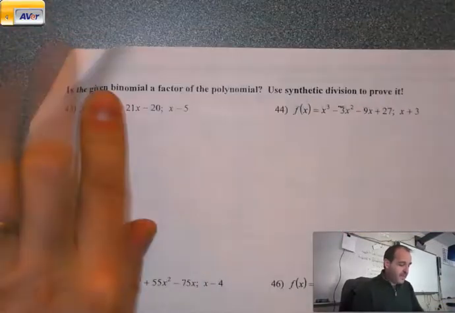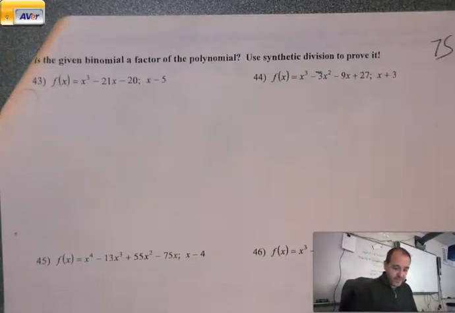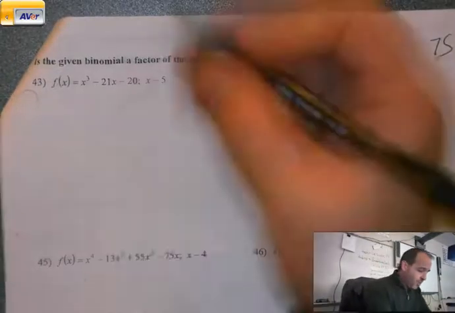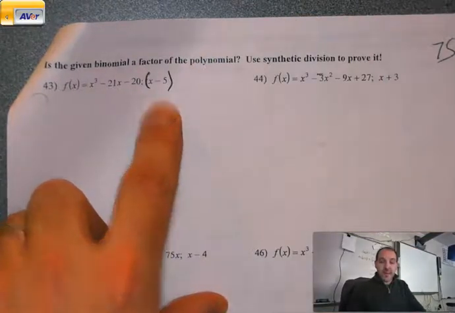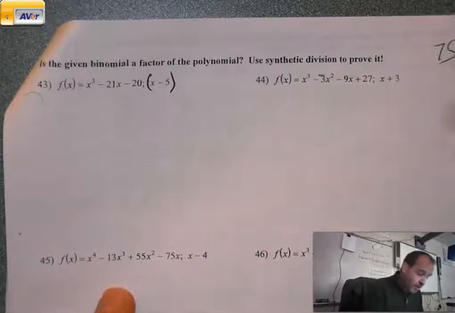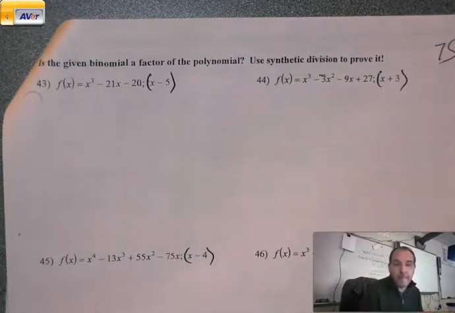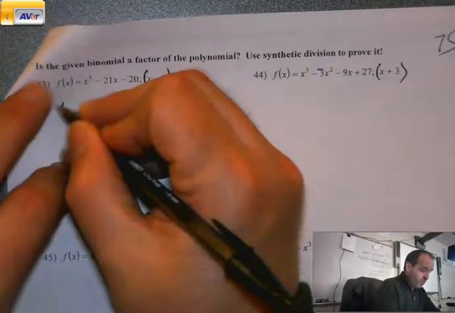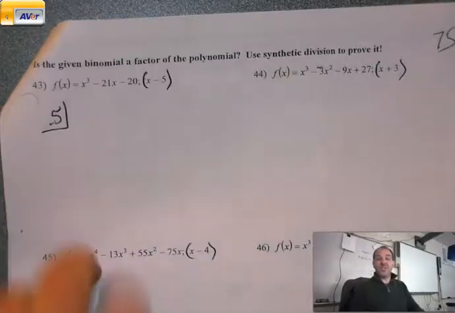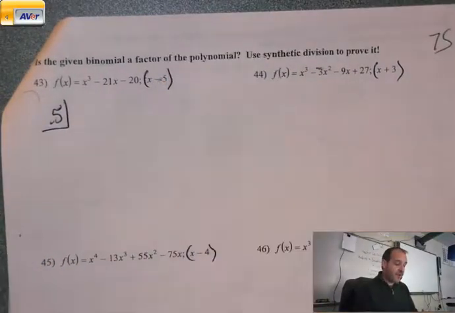All right. Is the given binomial a factor of the polynomial? Use synthetic division to prove it. Okay. So whatever's after the semicolon, that's my divisor. But notice, you're like, ooh, Hardy, that's sneaky. It's a set of parentheses. So when it's a set of parentheses, remember, you switch the sign. If it was just x equals, we'd keep whatever's there. But this, the opposite of -5 is 5.